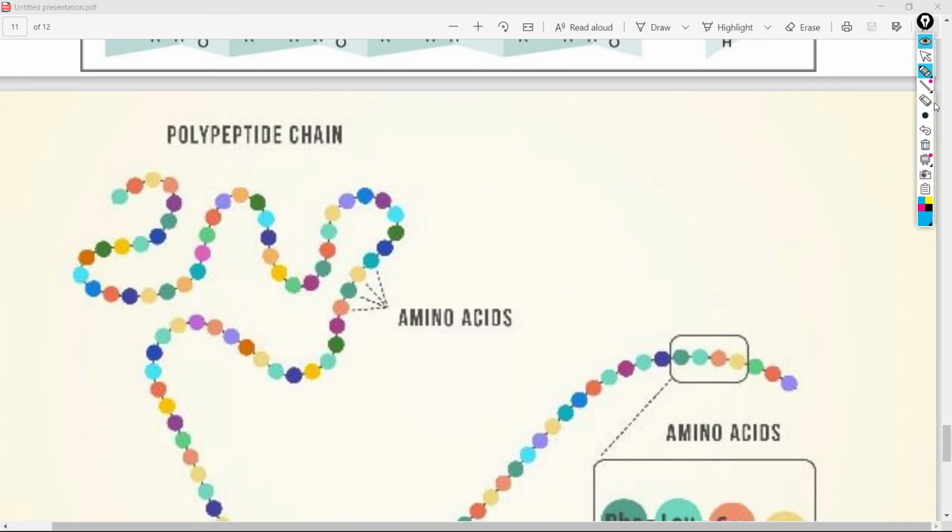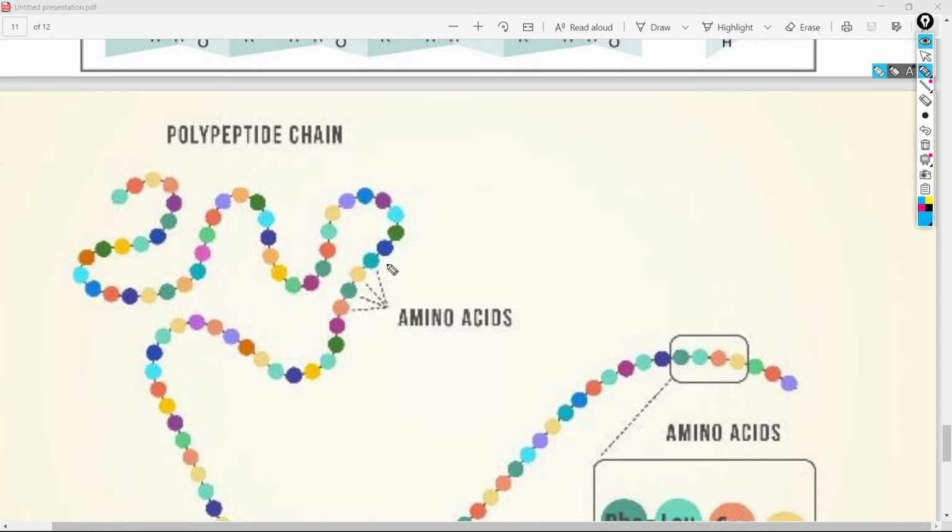Another interaction we can have are covalent bonds, and this occurs when a pair of atoms or molecules share electrons, thus forming a bond, and that will have a similar effect, and it'll pull the polypeptide chain towards the covalent bond.